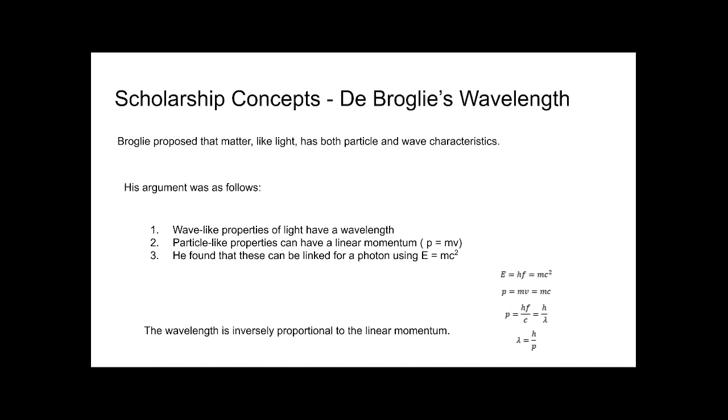p equals hf over c, and we know that v equals f lambda. So v equals f lambda, therefore f over c, we can substitute that as 1 over lambda, so that will give us p equals h over lambda. And if we rearrange to find the wavelength, we'll get wavelength equals h over p.